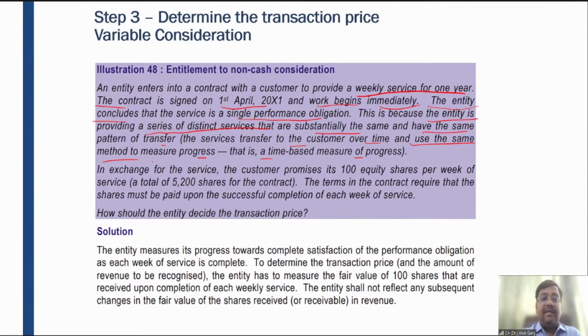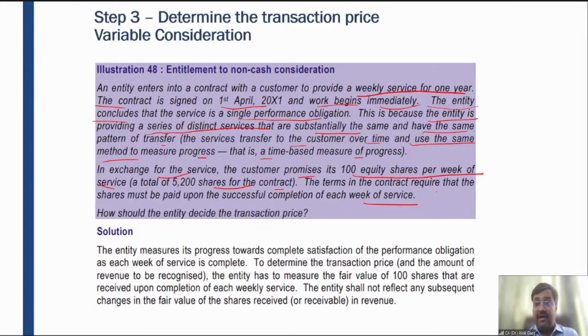In exchange for the service, the customer promises 100 equity shares per week of the service. See, the customer is not paying the money. The customer is giving its equity shares, 100 equity shares per week of service, a total of 5,200 shares for the contract. The terms in the contract require that the shares must be paid upon the successful completion of each week of service.